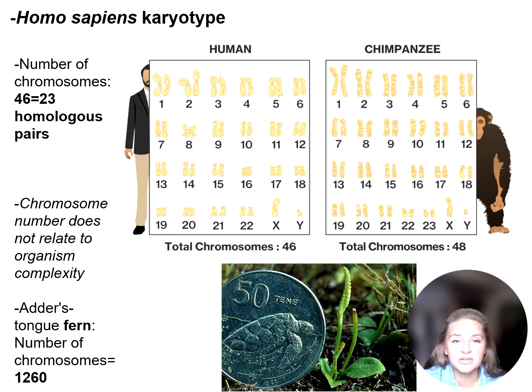Here's another picture. These are the karyotypes of a human versus a chimpanzee. Chimpanzee has 48 total chromosomes. We have 46, or 23 pairs of chromosomes. And then here's a picture of a fern, just to illustrate that the number of chromosomes does not have anything to do with complexity. This fern has 1,260 chromosomes. So obviously way more chromosomes, but a much less complex organism.